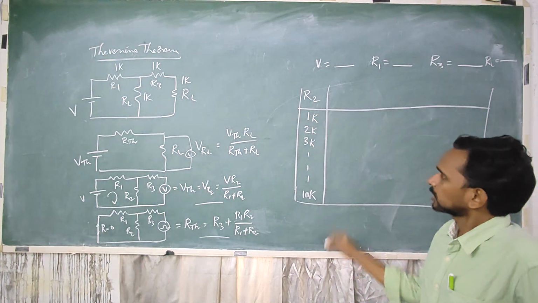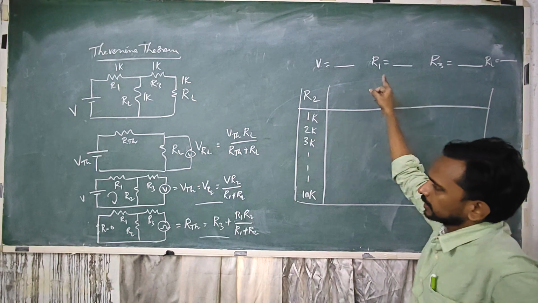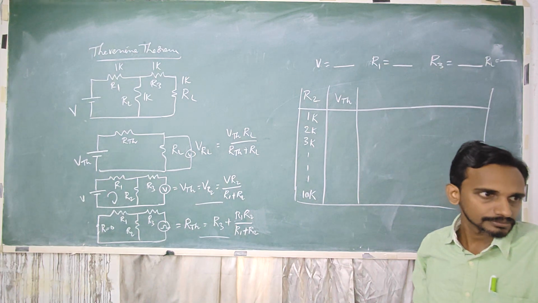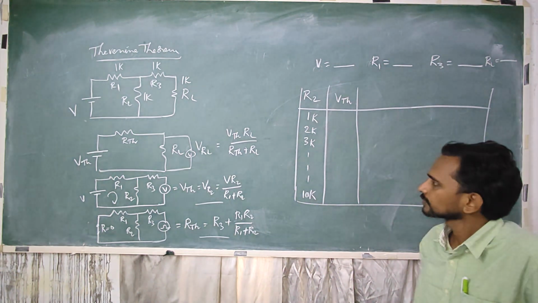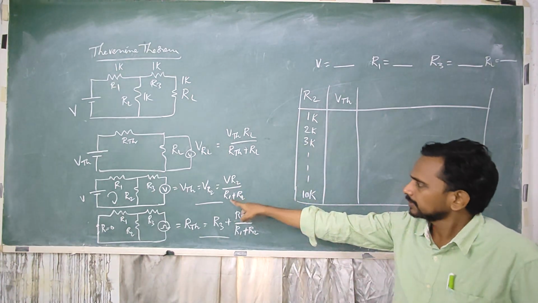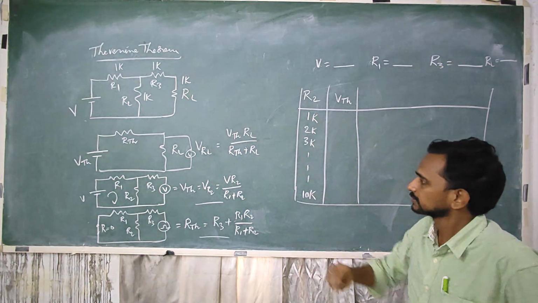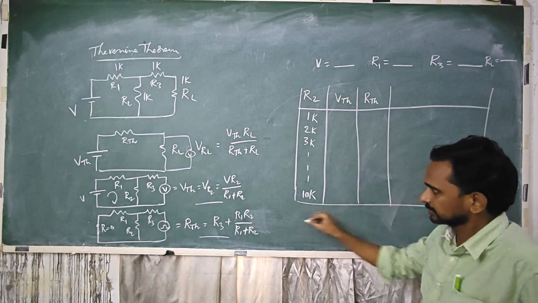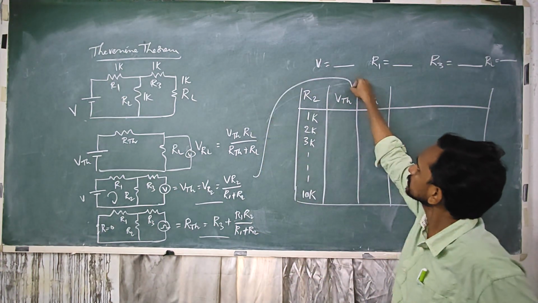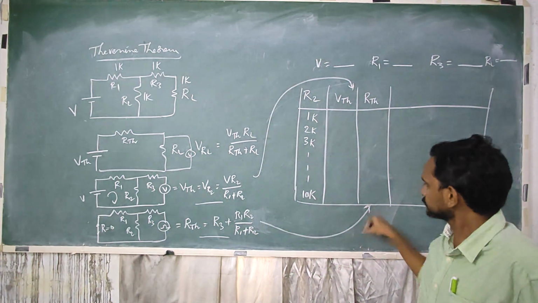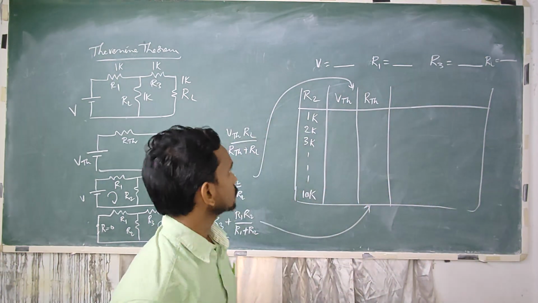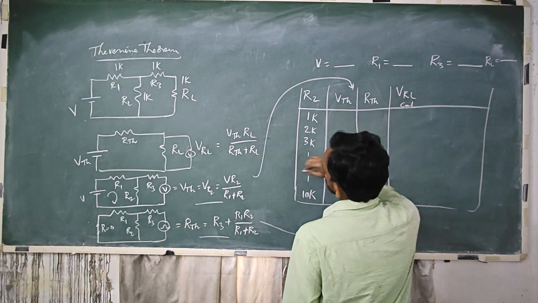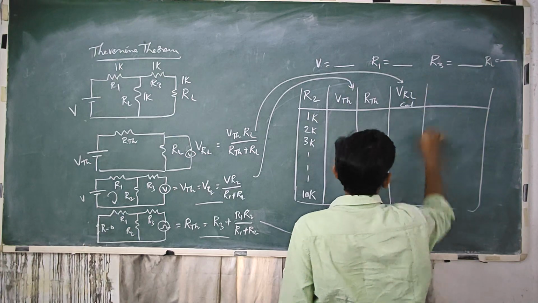So once you know the value of R2, these are all already fixed. So VTH can be calculated using this equation. R2 is a variable, R1 is fixed already. Next one, RTH can be calculated using this equation. So VTH comes here, RTH comes here. Next one, VRL calculated. So this is the value you will be calculating.